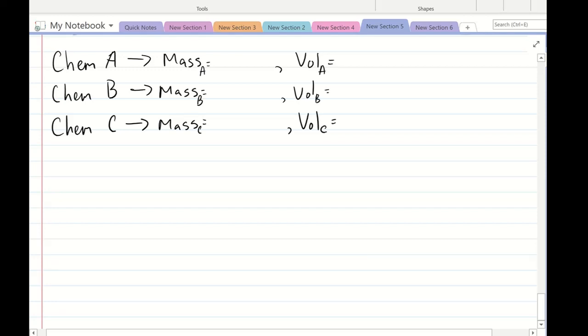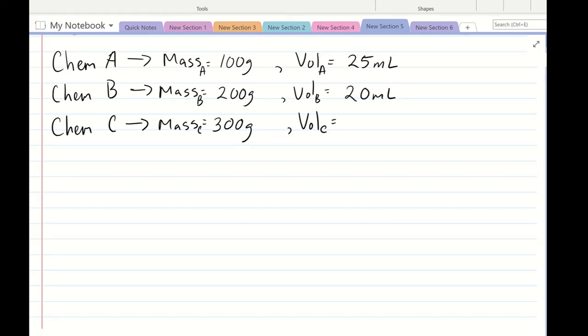So let's say this had a mass of 100 grams, this had a mass of 200 grams, this had a mass of 300 grams. This had a volume of 25 milliliters, right? This had 20 milliliters, and this had, what did I say? 60, something, let's say really high, 60, right?